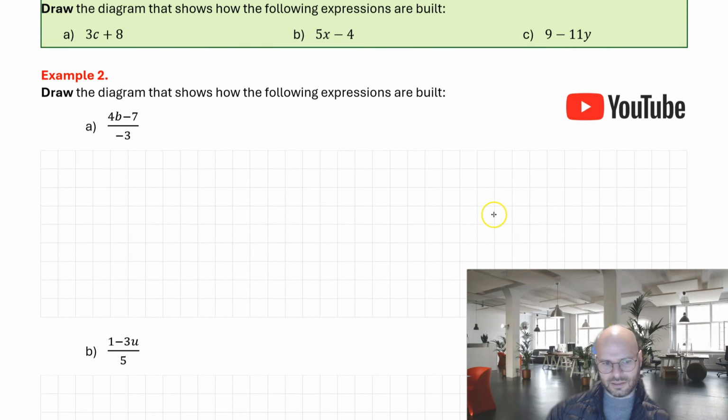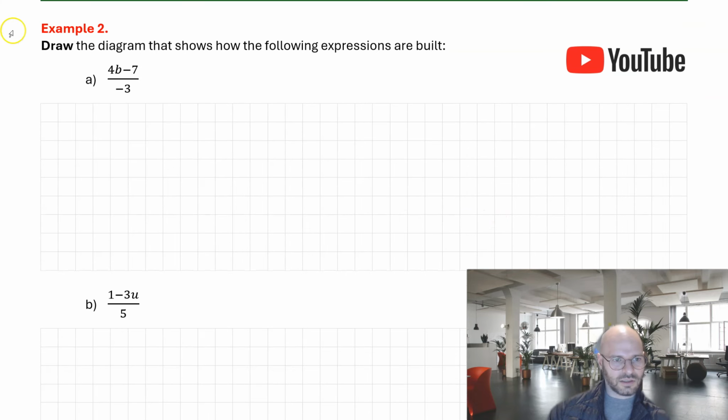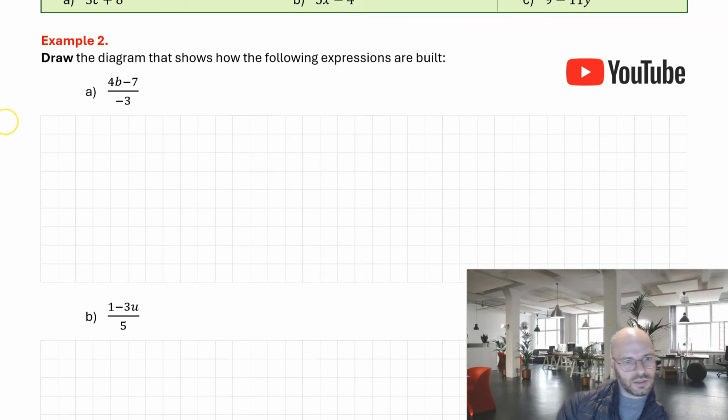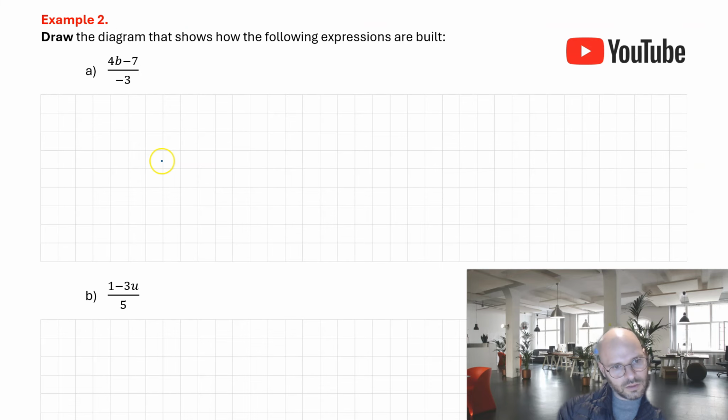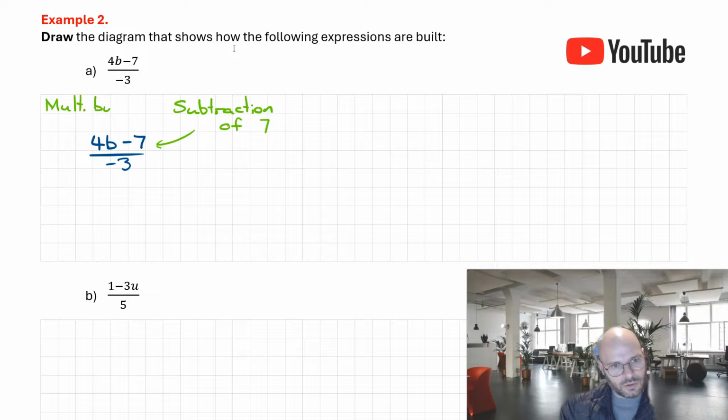Okay, let's up the ante. Fractions. Example 2. Draw the diagram that shows how the following expressions are built. Our expressions are 4b minus 7 all divided by 3. Now, having a look at how this is built, we have a subtraction of 7, a multiplication by 4, and a division by 3, or negative 3 actually.